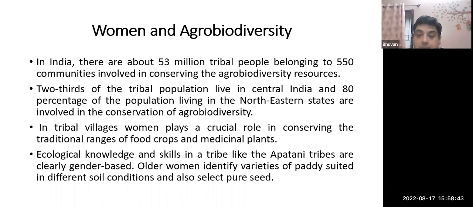The classic example is the Apatani tribe, which has gender-based ecological knowledge and skills. In this tribe, especially the older women can identify varieties of paddy which are suited for various kinds of soil conditions, and they also select the pure seeds. So this is basically the Apatani tribe, and there are also various other tribes such as the Baiga, which are present in central India, Gonds, and Bhils. They have evolved numerous strategies for the management of biodiversity in the home gardens and also in the agricultural fields.